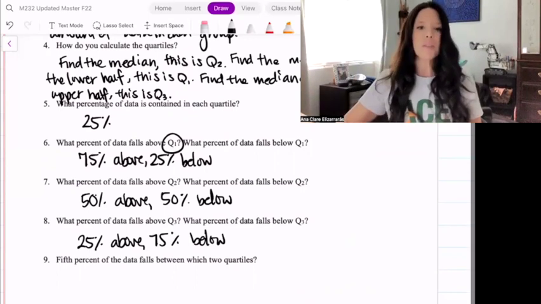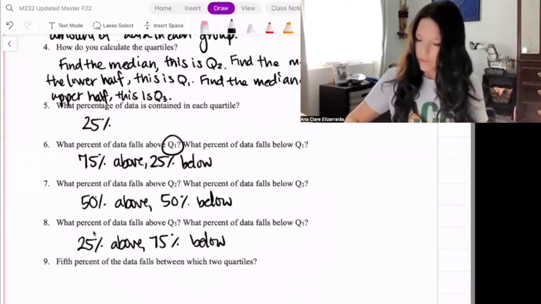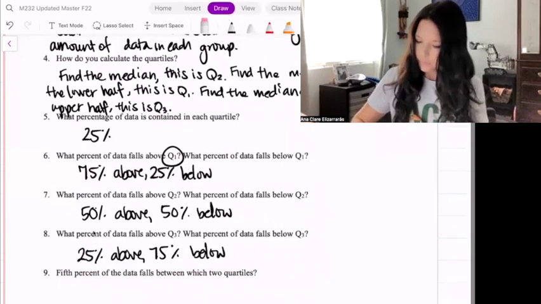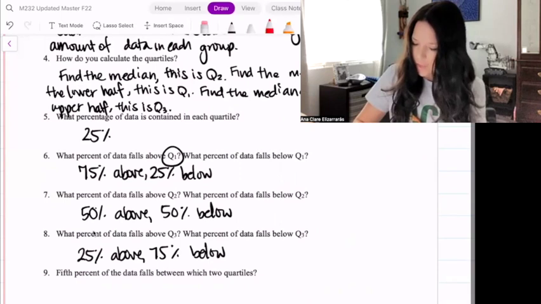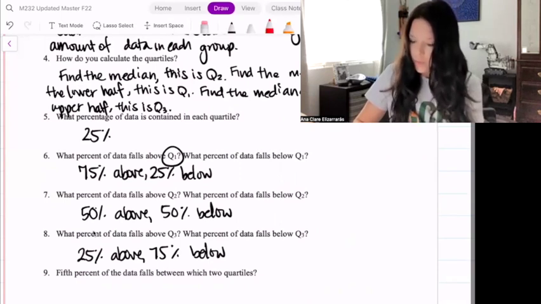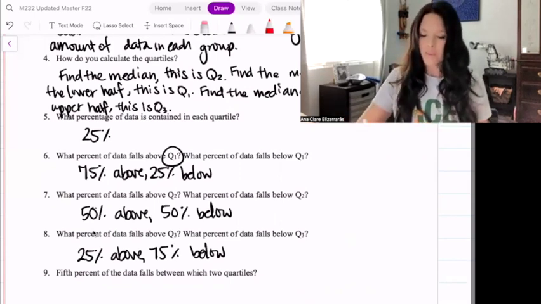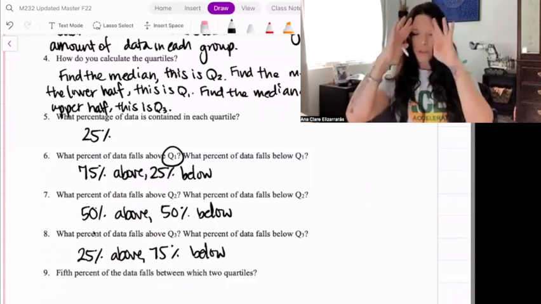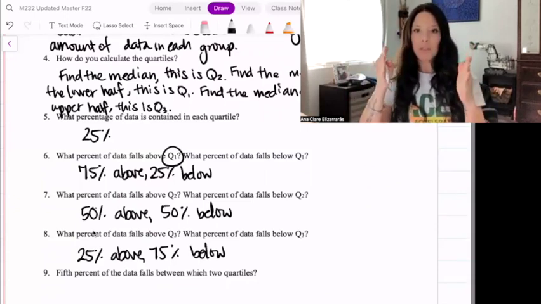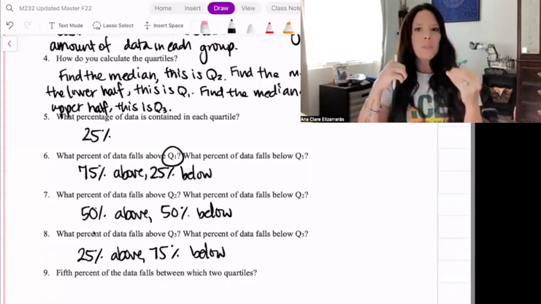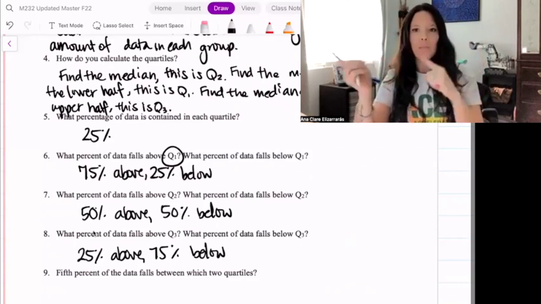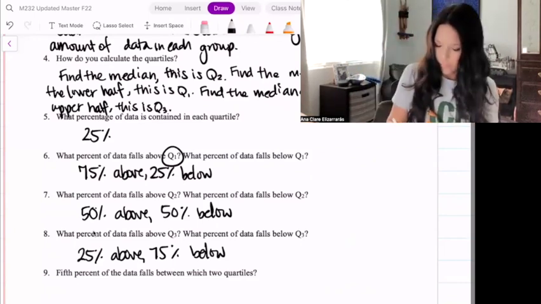And then 50% of the data falls between which two quartiles? Well, if you look at your picture, you can get 50% between the minimum and Q2, between Q1 and Q3, or between Q2 and Q4. Most of the time when people say 50% fall within which, they're talking about the middle 50%. So if it says the middle 50%, you need Q1 and Q3. So pay attention again to the wording.